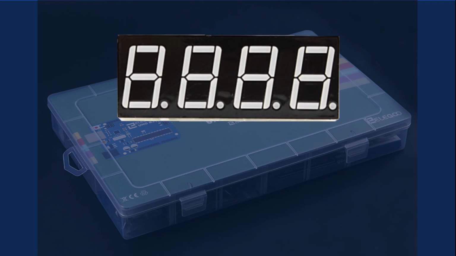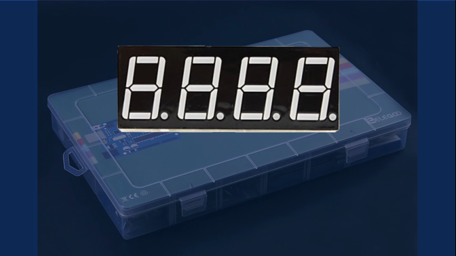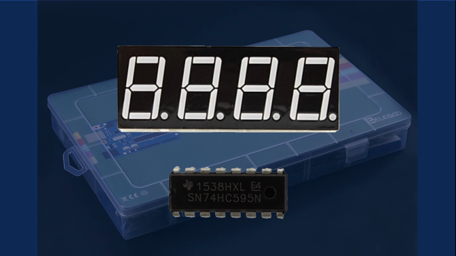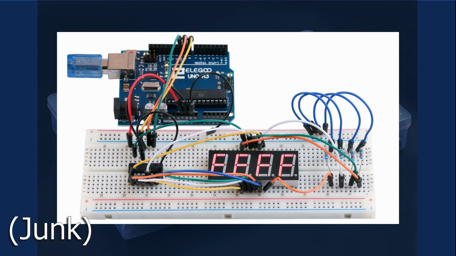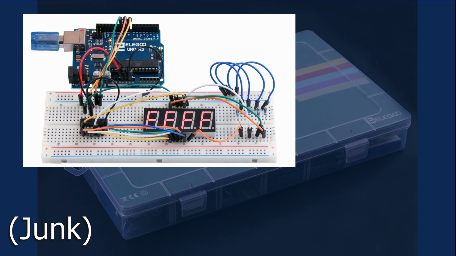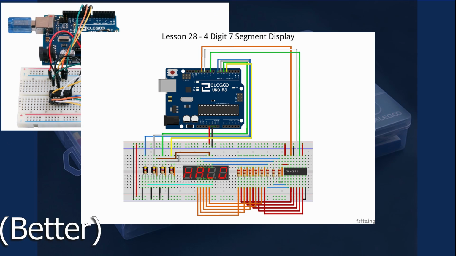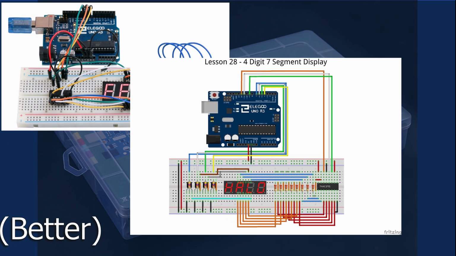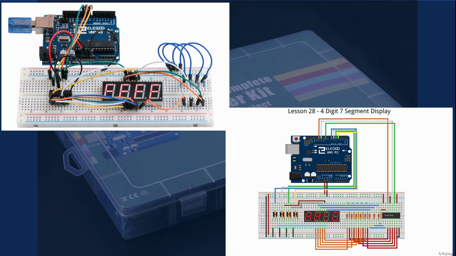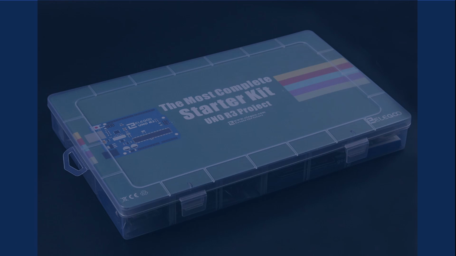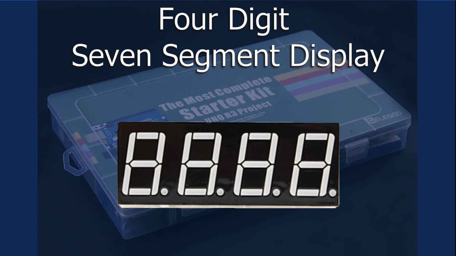In this lesson we'll check out the Elegoo kit's 4-digit 7-segment display and controlling it with the 74HC595 shift register. We'll build the tutorial sample circuit to demonstrate the functionality, and then we'll build a custom circuit and sketch that provide a better solution to use in our circuits. So let's start building.